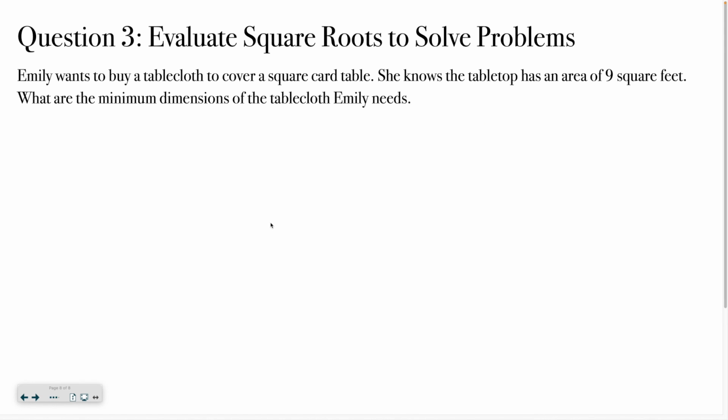All right, we have Emily wants to buy a tablecloth to cover a square card table. She knows the tabletop has an area of 9 square feet. What are the minimum dimensions of the tablecloth Emily needs? Good luck. All right, for this problem, hopefully you figured out, since we're talking about area, we're going to do a square, and the square root of 9 is 3. So the minimum dimensions of the tablecloth would be 3 feet by 3 feet.